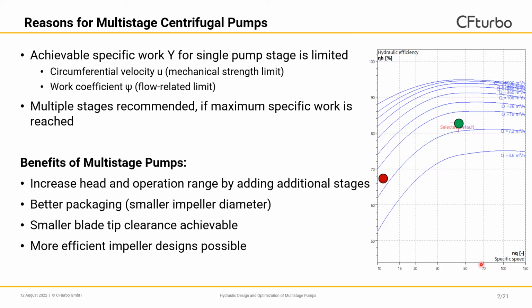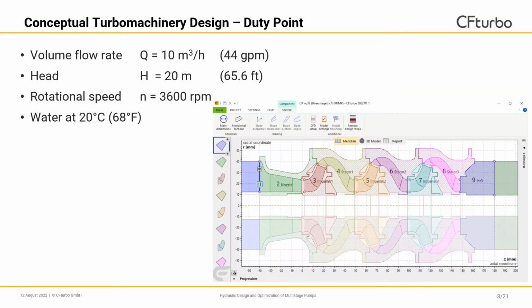In this graph on the right-hand side, you can see the achievable hydraulic efficiency over the specific speed of the pump for different volume flow rates. Let's assume we want to design a pump for a specific duty point. A single stage pump would result in a very low specific speed and therefore in a low overall hydraulic efficiency. But if the specific work is distributed among multiple pump stages, we are able to create a pump design with a better overall efficiency.